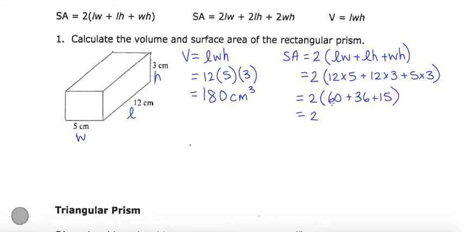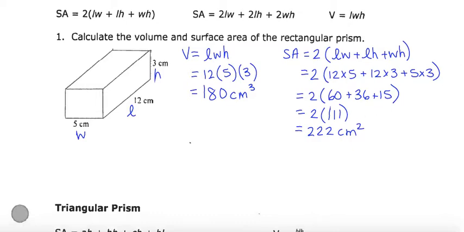The next thing you want to do is do what's inside of our bracket. So we're going to do our addition. 60 plus 36 plus 15 gives us 111. And if we multiply that by 2, we get 222. Our units are centimeters, and because it's a surface area, just like our regular area, we're going to have squared units, or centimeters squared.